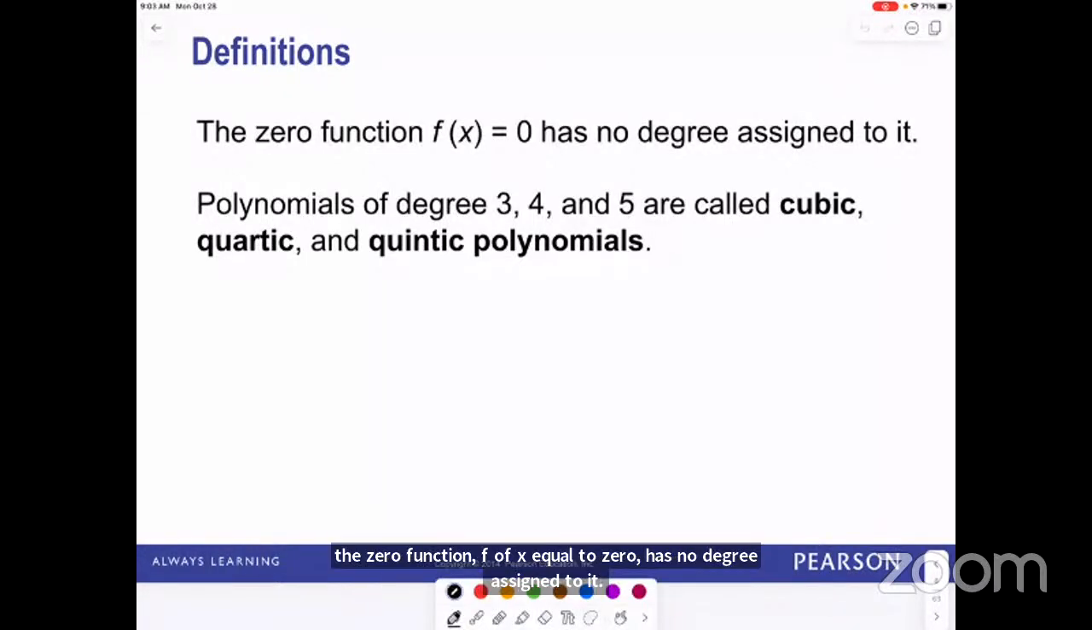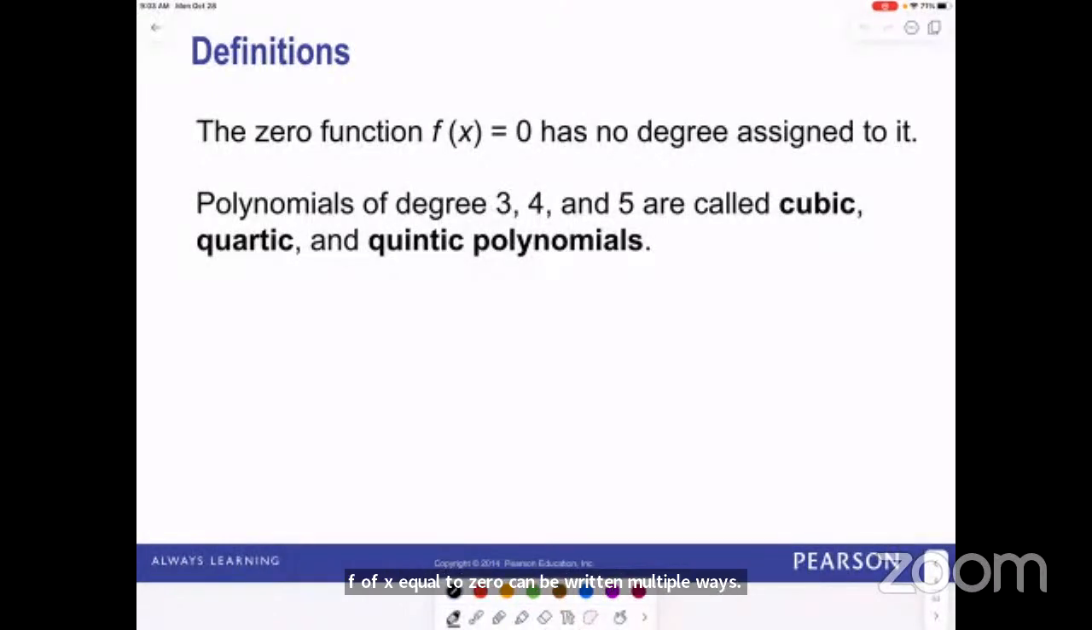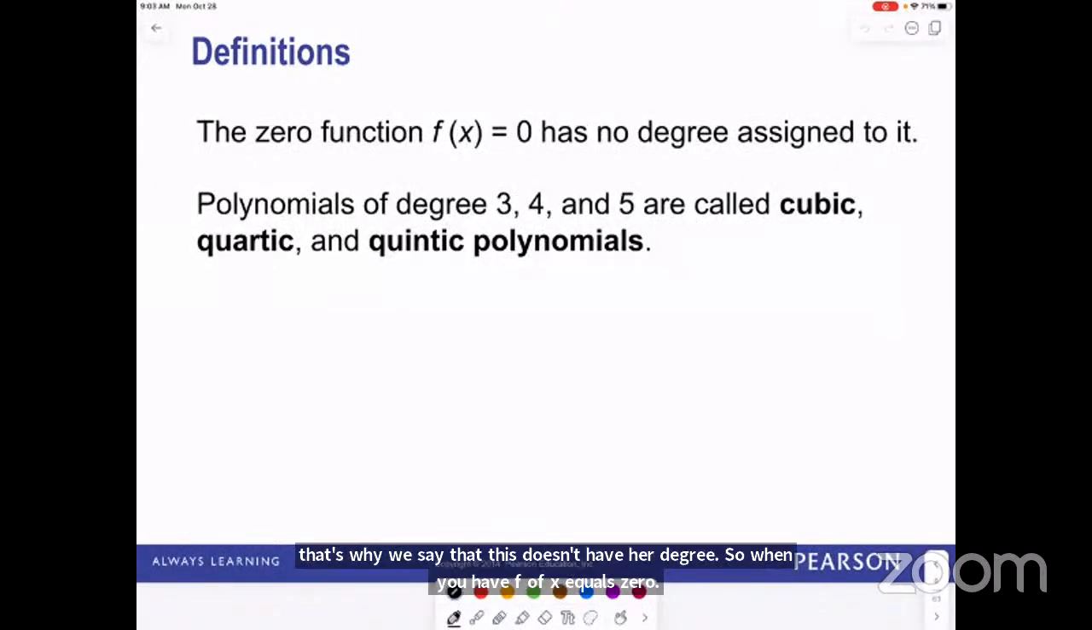This is because f of x equal to 0 can be written multiple ways, right? You can write it as 0, but that's the same as 0x squared, but that's the same as 0x to the power of 0. Because the degree is not constant, that's why we say this doesn't have a degree. So when you have f of x equals 0, there's no degree assigned to this. But f of x equal to some number other than 0 can all be written as a times x to the power of 0, right? Okay, so don't read too much into that. It doesn't really pop up that often. Polynomials of degree 3, 4, and 5 are called cubic, quartic, and quintic polynomials.